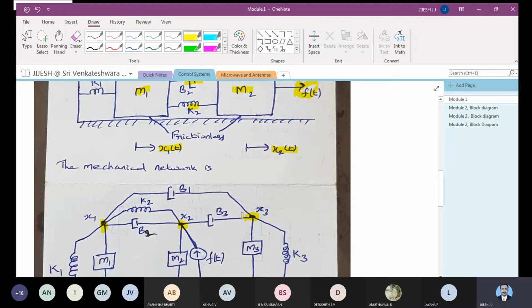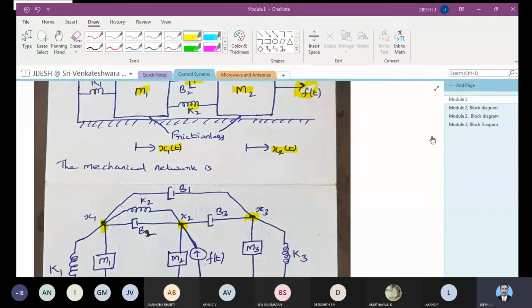Once I mark all the 3 points x1, x2 and x3, I should find out which components are available. So first your work is to mark the points x1, x2 and x3 and then check which components are available with respect to those things in between. We have to see which components lie in between.